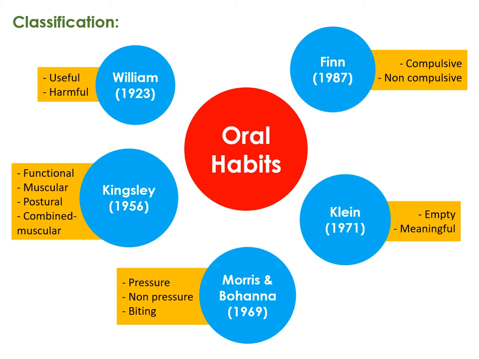Then it was Kingsley in 1956 who came out with another classification based on functional, muscular, postural, and combined muscular. Morrison and Bohanna classified it as pressure, non-pressure, and biting habits. Klein classified it as empty and meaningful, and Finn classified it as compulsive and non-compulsive. So you can just know these classifications, and more details on this will be available in the lecture notes, so you can go through those.